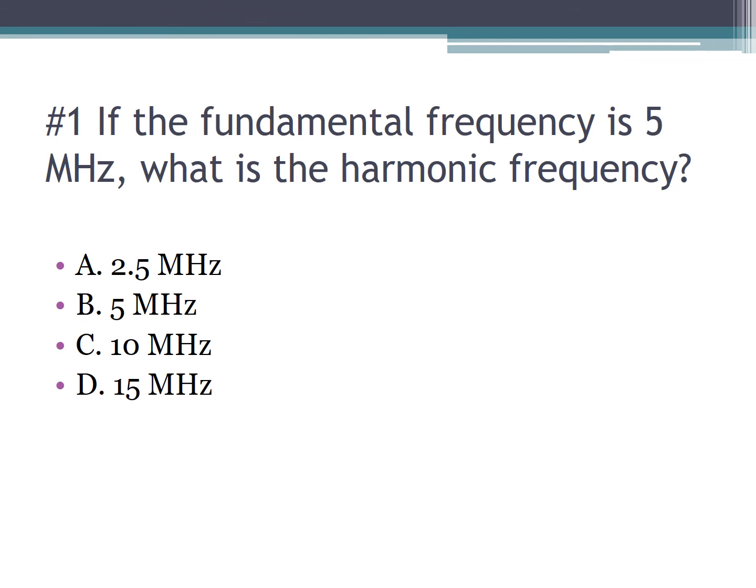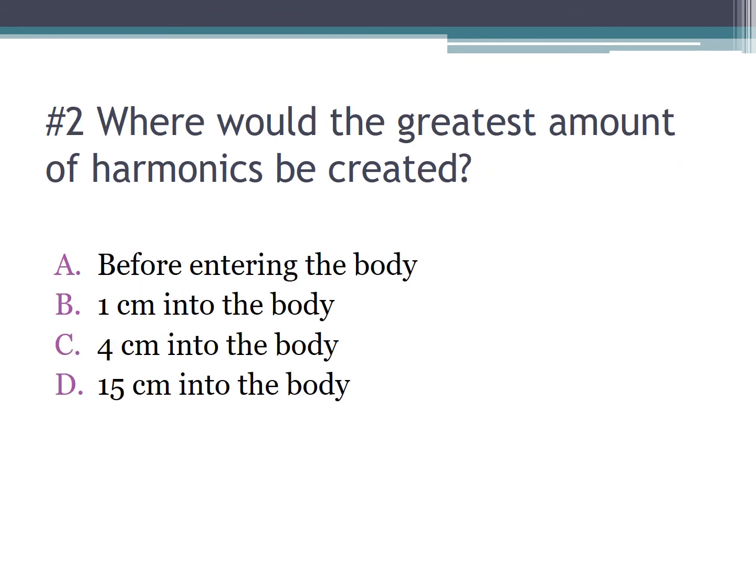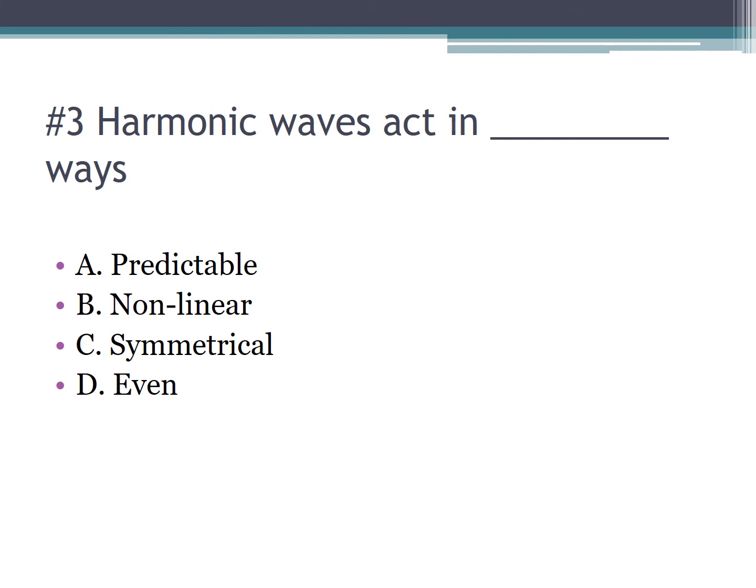Number 1, if the fundamental frequency is 5 megahertz, what is the harmonic frequency? Is it A, 2.5 megahertz, B, 5 megahertz, C, 10 megahertz, or D, 15 megahertz? Number 2, where would the greatest amount of harmonics be created? A, before entering the body, B, 1 centimeter into the body, C, 4 centimeters into the body, or D, 15 centimeters into the body. And number 3, harmonic waves act in blank ways. Is it A, predictable, B, nonlinear, C, symmetrical, or D, even?